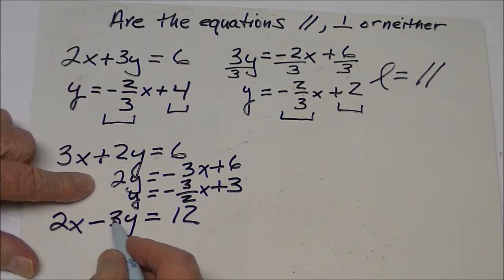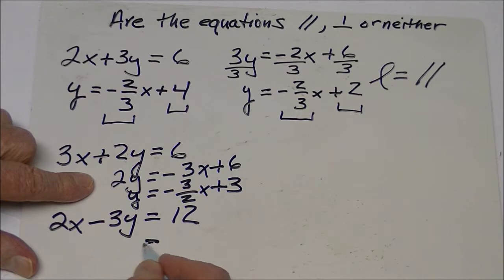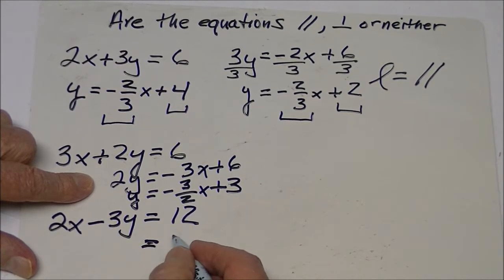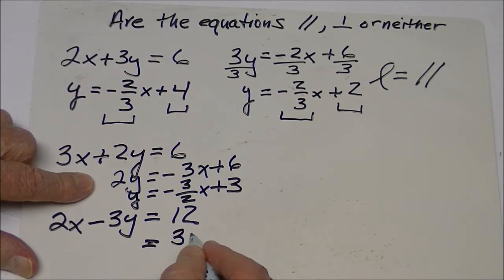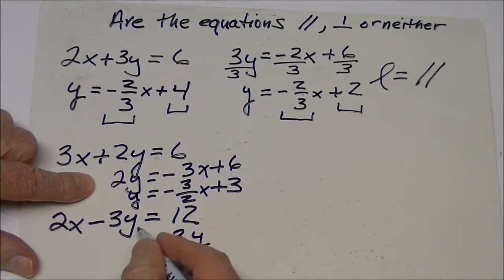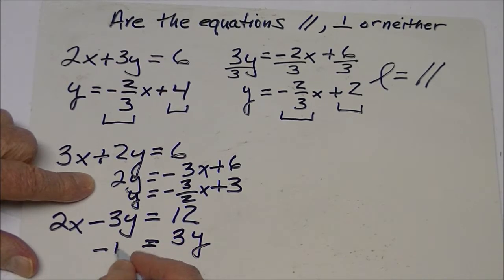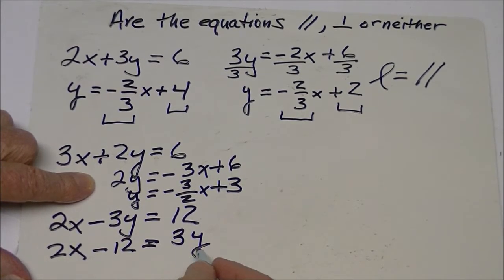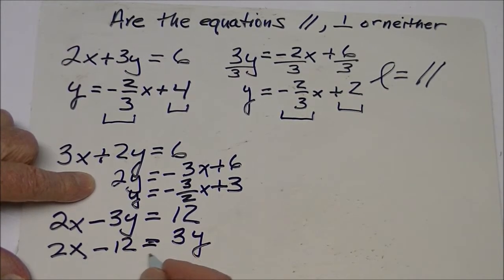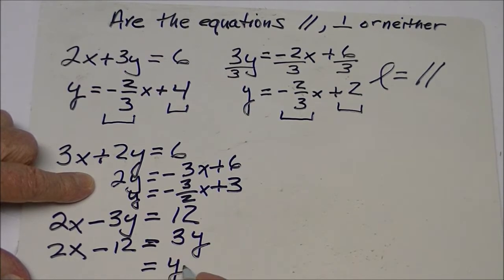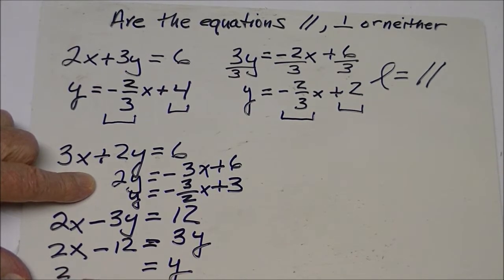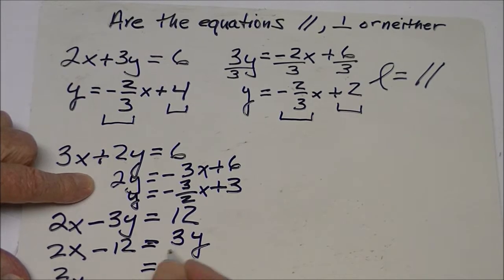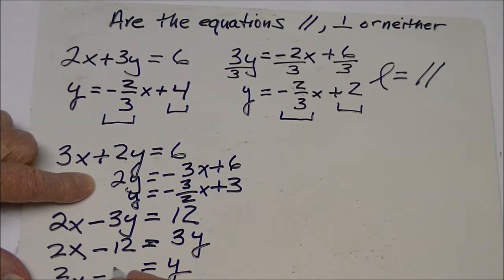Now, if I want to keep my y's positive, I might move the y to this side and get a 3y here. Bring the 12 over, give a negative 12. And now I can work this way. Divide everything by 3, so I get y equals 2/3 x minus 4.